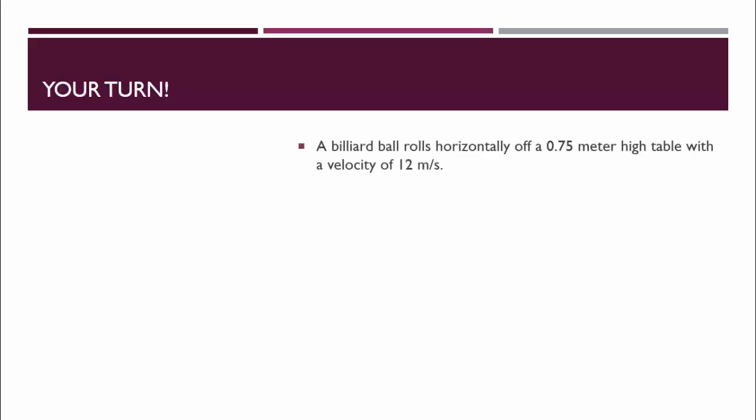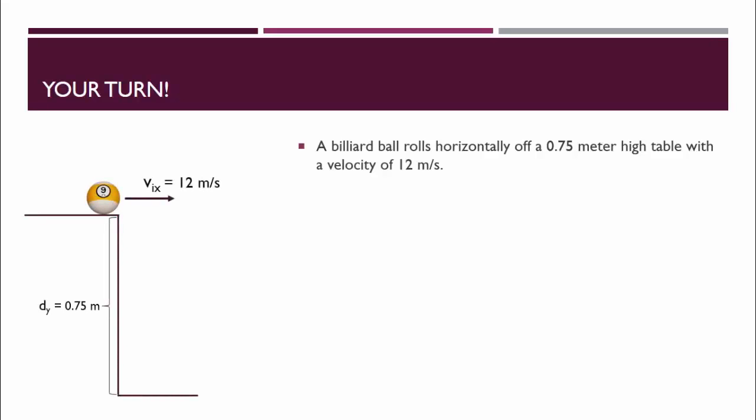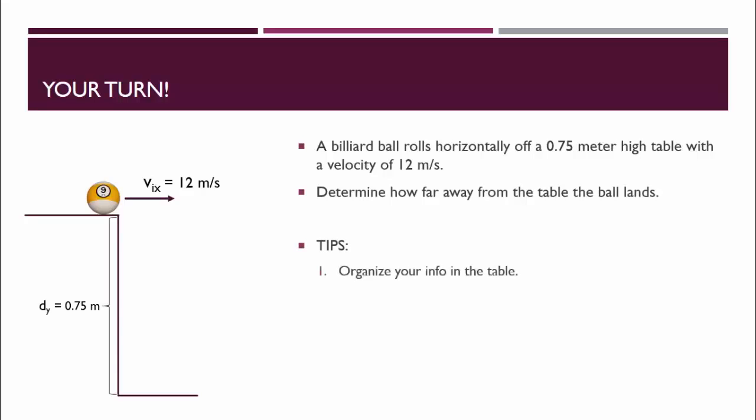You try one. Let's say that we have a billiard ball that rolls horizontally off a 0.75 meter high table with a velocity of 12 meters per second. A picture of this would look something like that. I want you to figure out how far away from the table the ball would land. Here are some tips. First of all, and most importantly, organize your information in the table. Remember that you already know the vertical and horizontal accelerations and the initial vertical velocity.